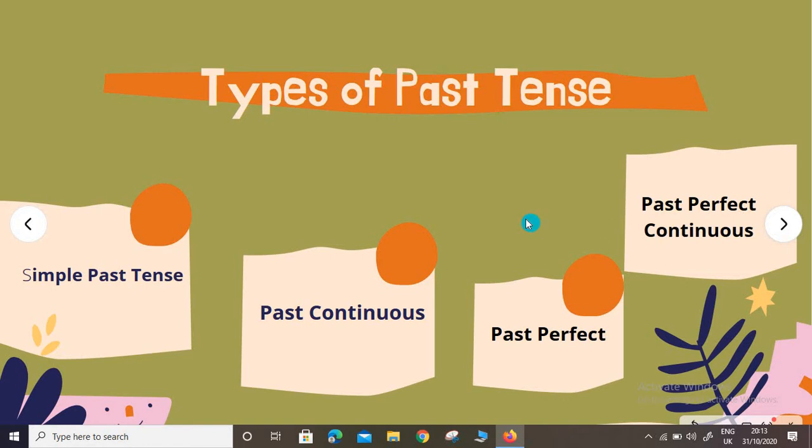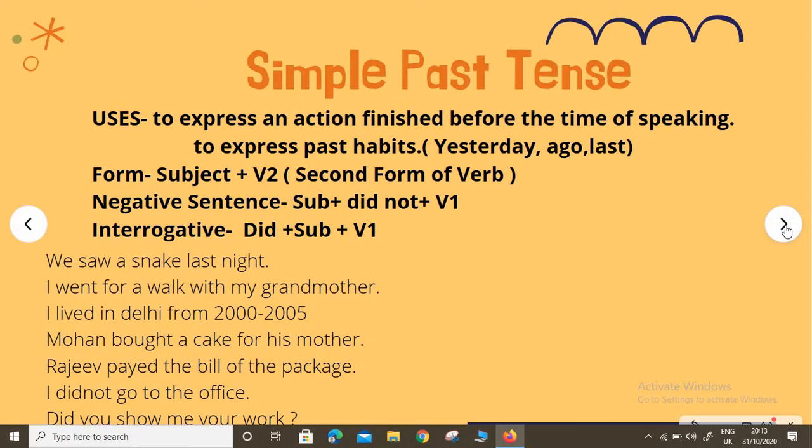There are different types of past tense: simple past tense or past indefinite, past continuous, past perfect, and past perfect continuous. So these are the four types of past tense we are going to deal with in this session. The first tense is simple past tense.